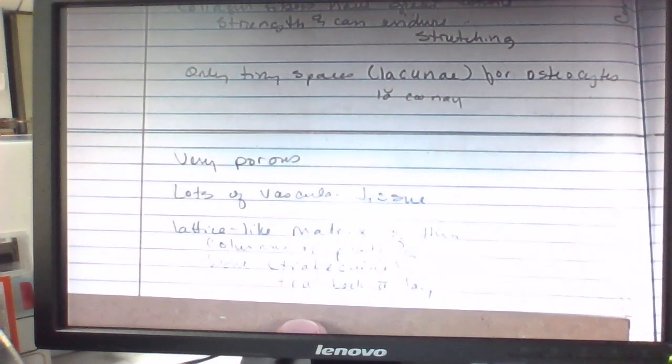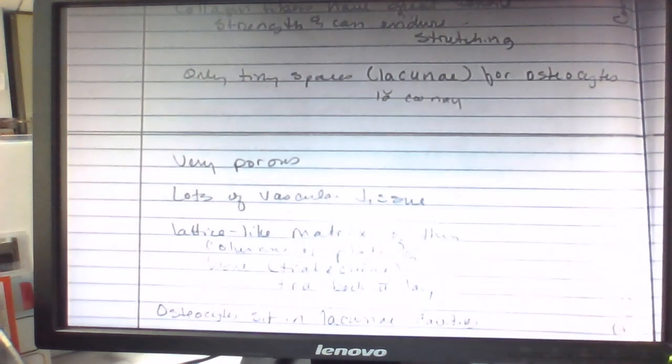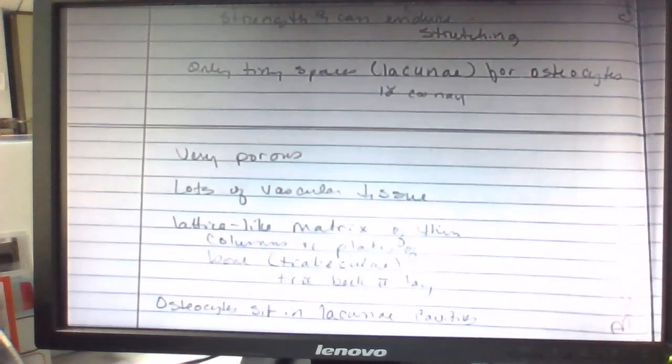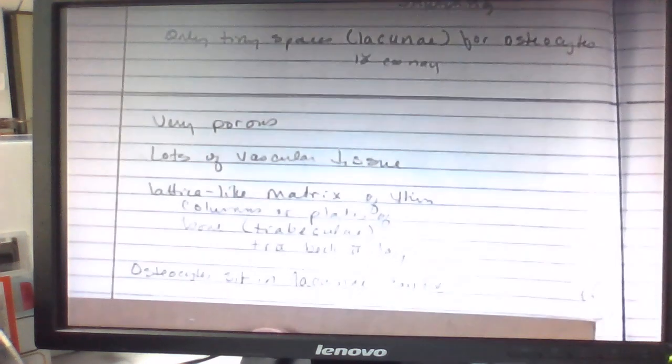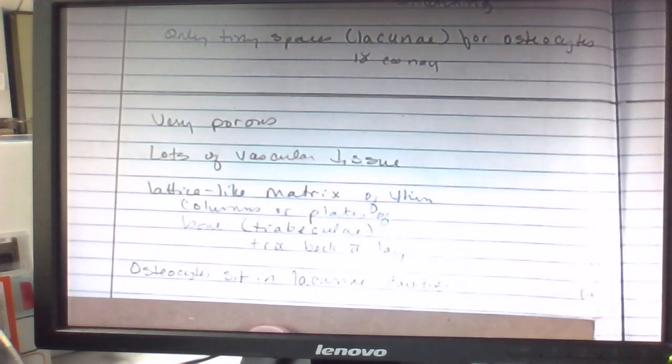So spongy bone also has the lacunae. It also has those spaces, cavities. Oh, that's a better word, cavities.